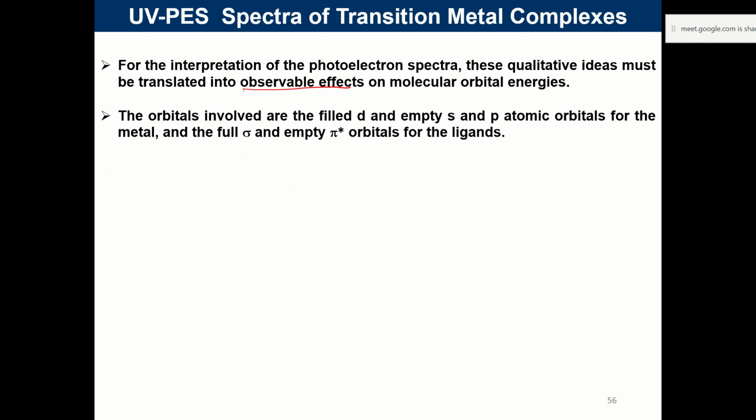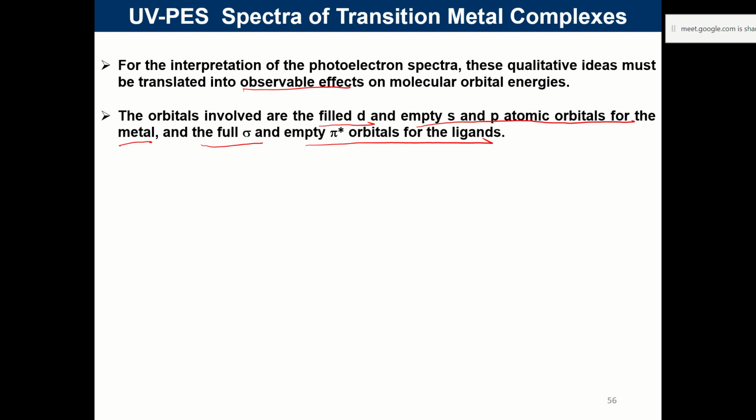So the orbitals that are involved are the filled d orbitals, empty s and p orbitals of the metal, full sigma and empty pi star orbitals of the ligand. So these are the orbitals involved. PF3, imagine PF3, what will be there: lone pair of fluorine, lone pair of phosphorus, and through phosphorus you will have the donation.